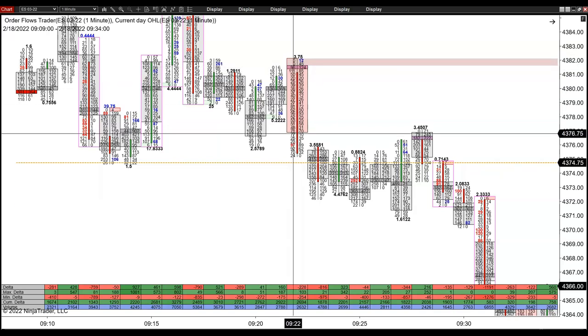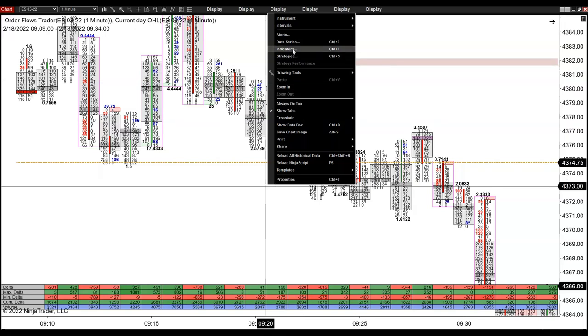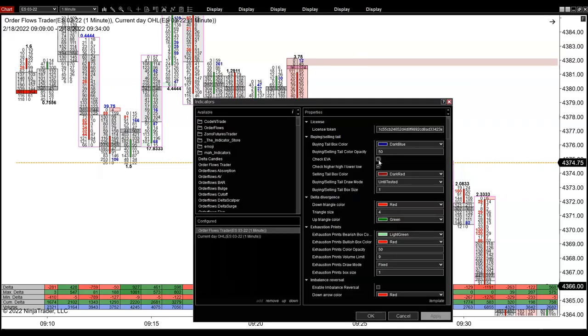And people say, well, that's so easy. Yeah, but so many people miss it. And in this case, this is one with an EVA. I have check EVA off here. Let me just pull up the indicator again. Yeah, it's disabled. And again, if you want to see it in every bar, you would check higher high or lower low. But I have it just looking for swing highs and swing lows.